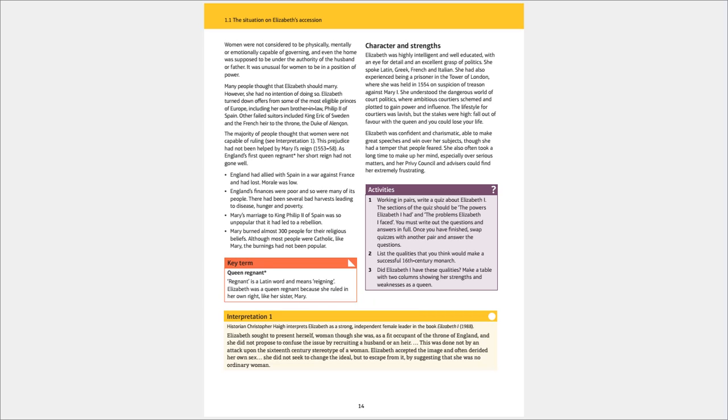So just read the little bit that says character and strengths and answer the question underneath about which particular aspects of her character are the strengths that help her to overcome these problems in the beginning.